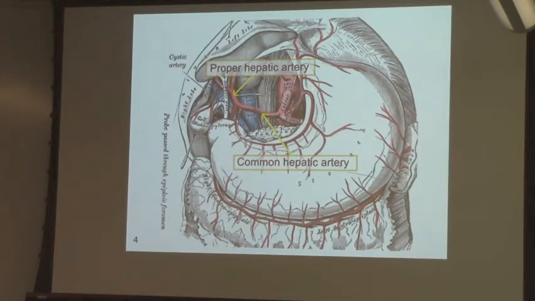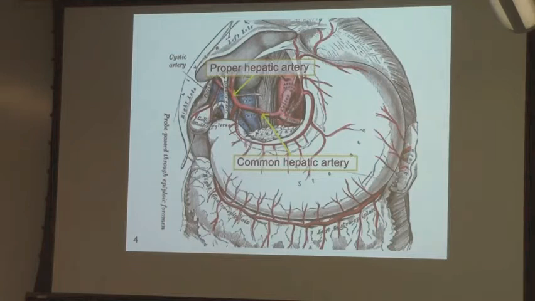The left gastric goes around the lesser curvature of the stomach. And it's going to join into the right gastric. So we have the left gastric and the right gastric joined end to end. The end of the right gastric and the end of the left gastric artery are joined. The right gastric is a branch off of the common hepatic artery.